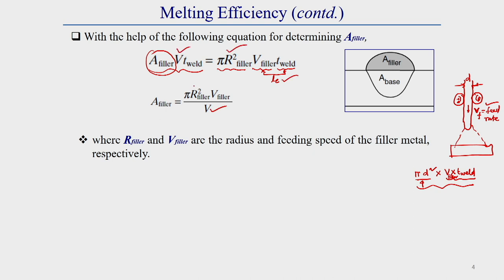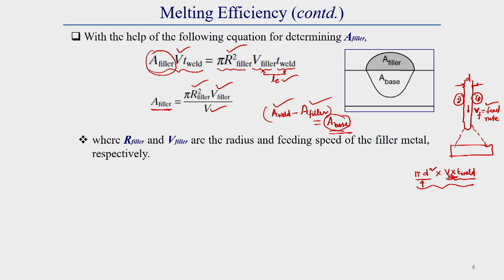So we know everything from here: the filler velocity, that means the feed rate of the filler wire, and we also know the welding speed. So we can easily calculate what the cross sectional area of filler wire should be. If we can calculate this filler wire cross sectional area, then from the weld cross sectional area, if we just subtract the area of filler wire, then we can get the cross sectional area of base material, because the total cross sectional area is known to us from microstructural study. Thus, if we subtract this, we can easily get the base material cross sectional area.